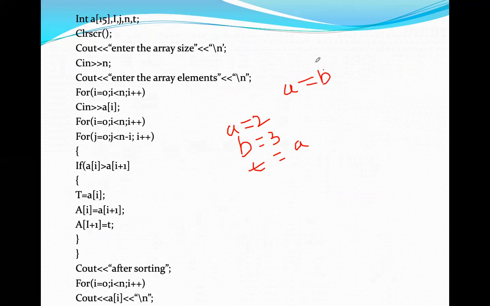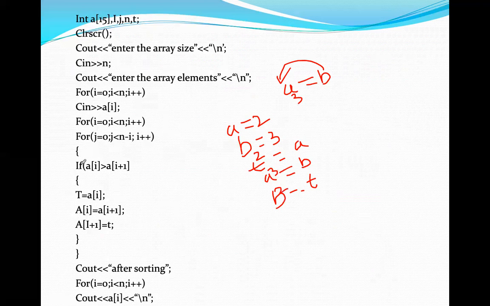the 3 will come here, and then the A value will be vanished. So how can you then get the B value? That's why T is equal to A, so T will contain the value 2. Then A will contain the 3, B is also containing 3 only, and B will take the value of T. T is already equal to 2, so B will contain 2. So now A is equal to 3 and B is equal to 2. Like this, the swapping will happen.